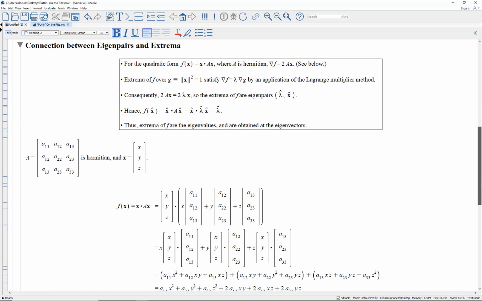Let's take a look at what we're saying here. Here's the quadratic form. That's the Rayleigh quotient. A is a Hermitian matrix, and I'm making this claim, which I will substantiate down here. The gradient of this function is 2Ax. Just hold that, believe that for a second. Okay, we're going to take the extrema over the constraint norm squared equals 1.